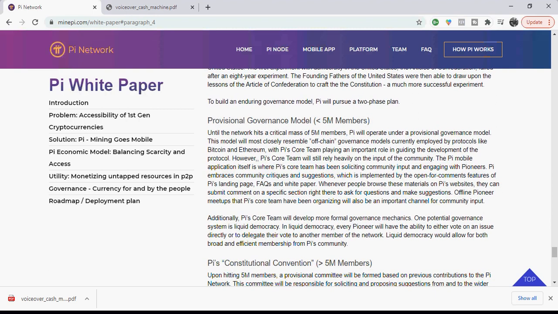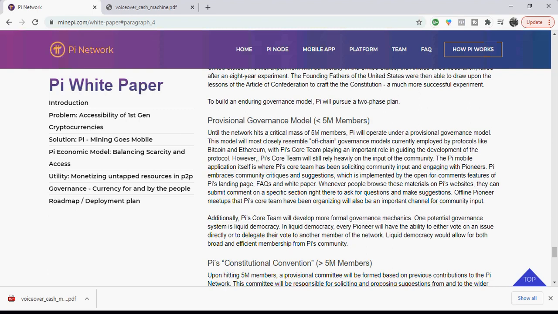To build an enduring governance model, Pi will pursue a two-phase plan. Provisional governance model, with less than 5 million members. Until the network hits a critical mass of 5 million members, Pi will operate under a provisional governance model, which is already over 15 million. So just keep that in mind.